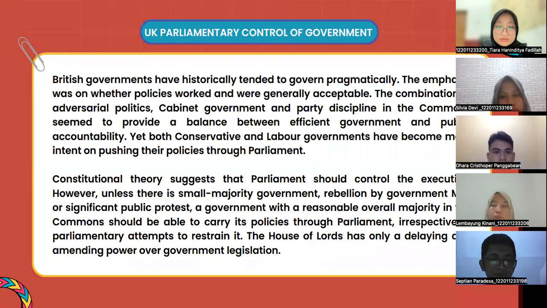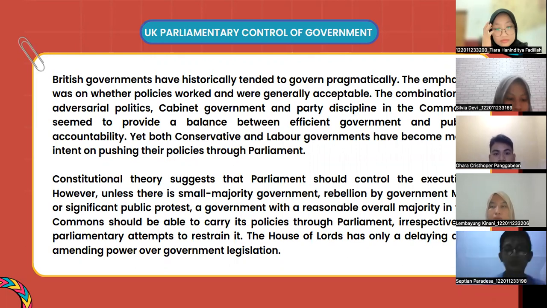All right, so the next one, we're talking about UK parliamentary control of government. British governments have historically tended to govern pragmatically. The emphasis was on whether policies worked and were generally acceptable. The combination of adversarial politics, cabinet government, and party discipline in the Commons seemed to provide a balance between efficient government and public accountability. Yet, both Conservative and Labour governments have become more intent on pushing their policies through Parliament.